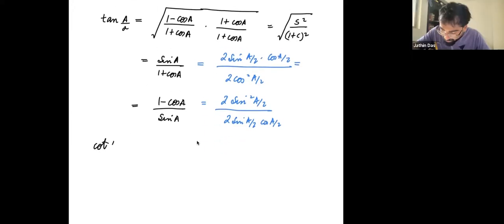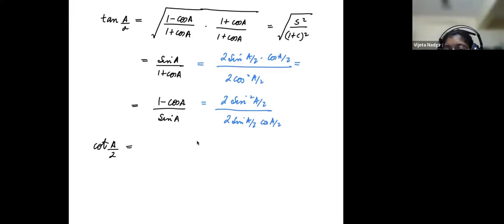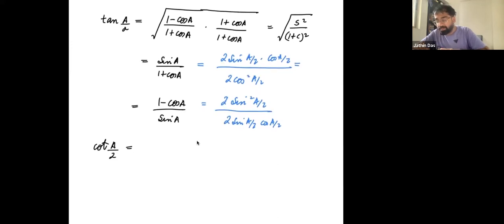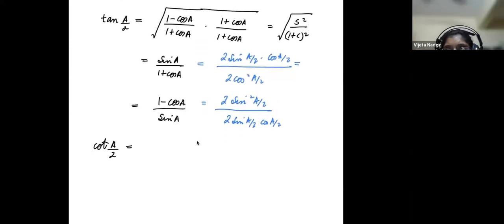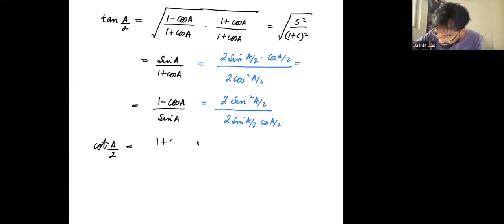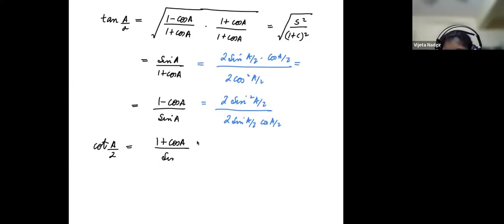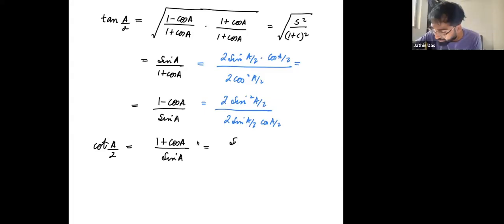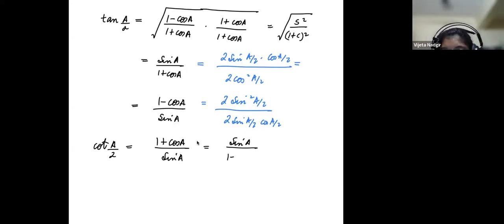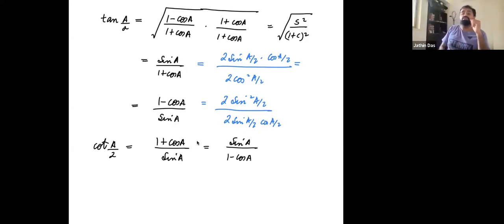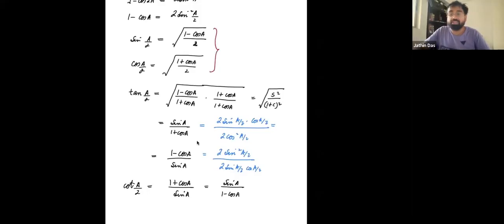I'm asking you a question. Tell me the two forms of cot a by 2. For cot, cos should come upper, correct? So you will put 1 minus cos a or 1 plus cos a. 1 plus cos a upper, so 1 plus cos a divided by sin a. But if you're taking sin upper, then sin a divided by 1 minus cos a. It's as easy as that. So I would prefer you should not by heart this, because I have derived it.